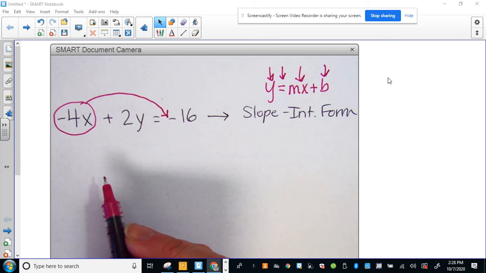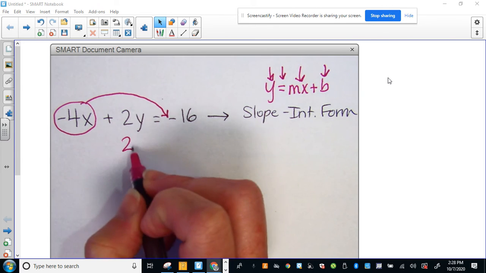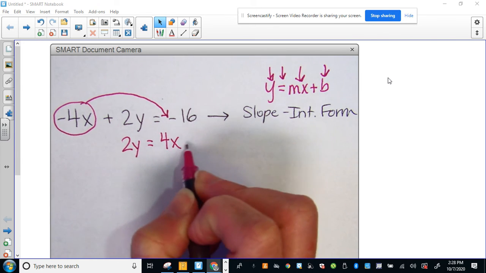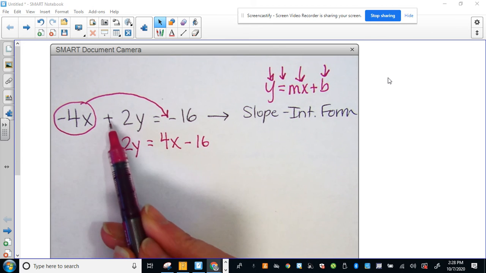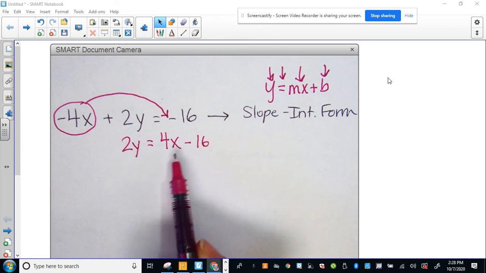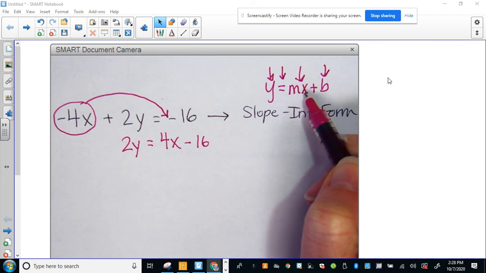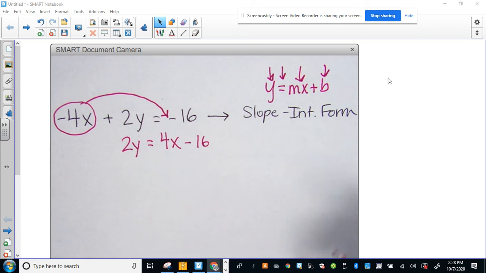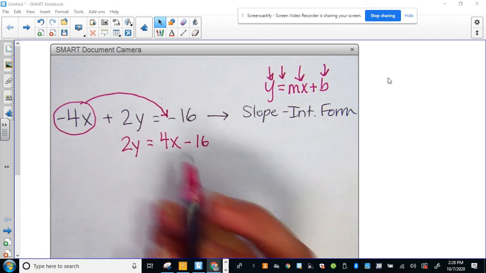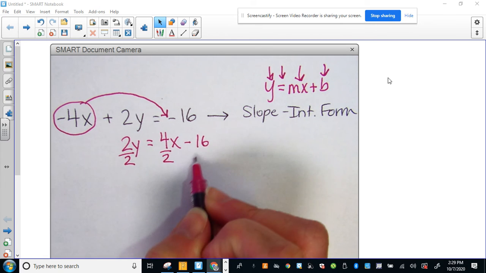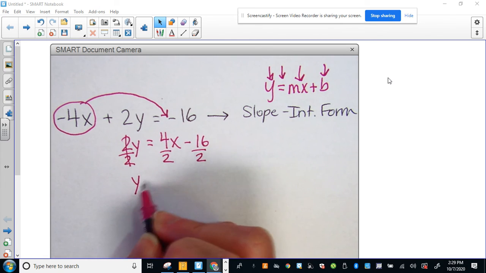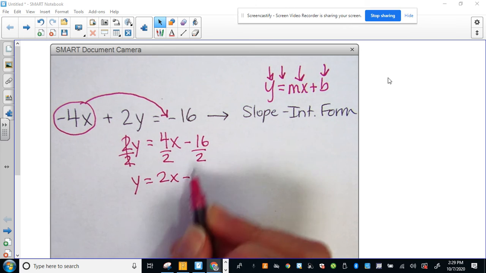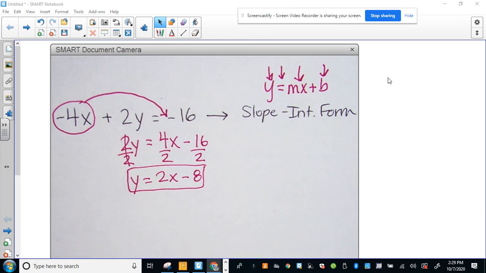So instead of a negative 4x, it's going to turn into a 2y equals a positive 4x, and everything else drops. The positive 2y comes down, the 4x came across the equal sign, and I went ahead and put it after the equal sign in its right position, and then this negative 16 just drops. So I'm almost done. Now I need to get y by itself. So I simply divide everything by 2. 4 divided by 2 is 2x, minus 16 divided by 2 is 8. And that is your slope-intercept form.